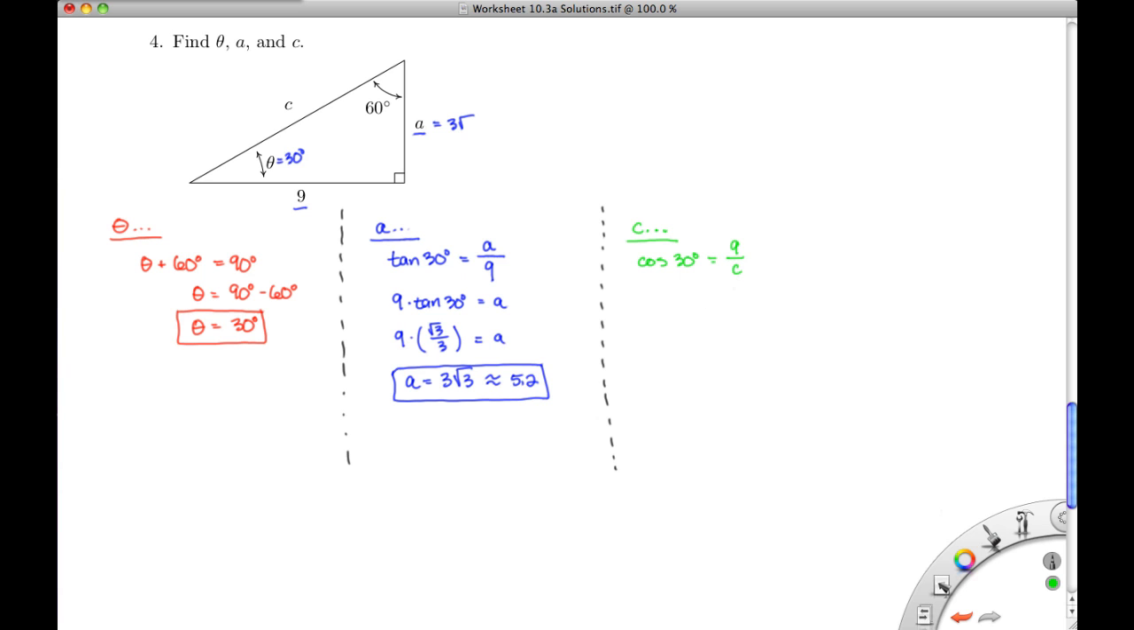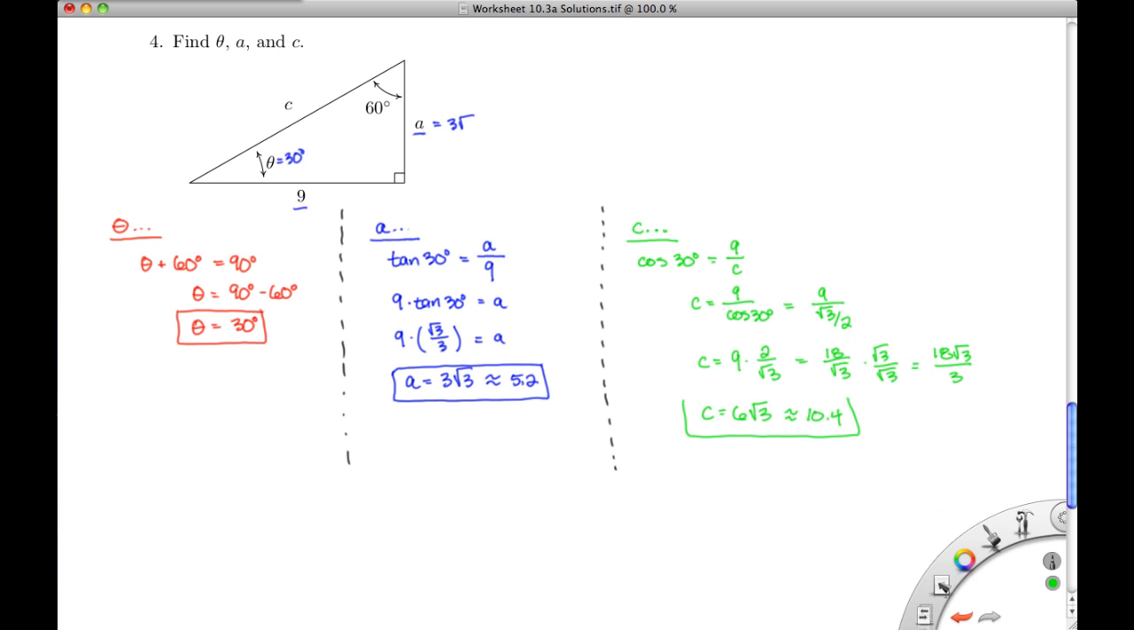So if I solve this equation for C, I'd multiply both sides by C, divide both sides by the cosine of 30. I'd get C is equal to 9 divided by the cosine of 30. Cosine of 30 we know is, excuse me, square root of 3 over 2. So C is going to be equal to 9 times 2 over the square root of 3, or 18 over the square root of 3. Now again, we would want to rationalize this just to be careful, probably for homework's sake. And if we did, we'd end up with 18 times the square root of 3 all over 3, which actually reduces down to 6 times the square root of 3, which if we approximated this would be about 10.4.